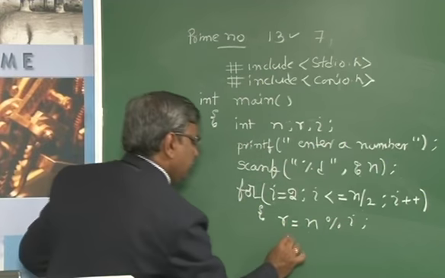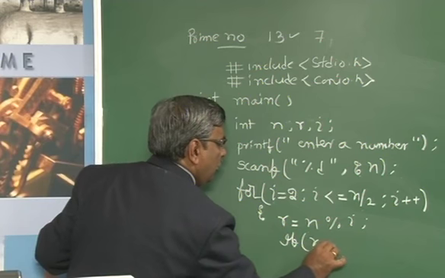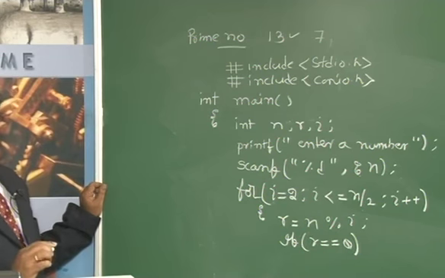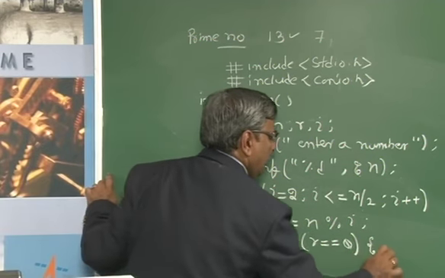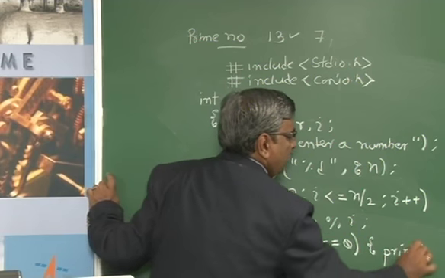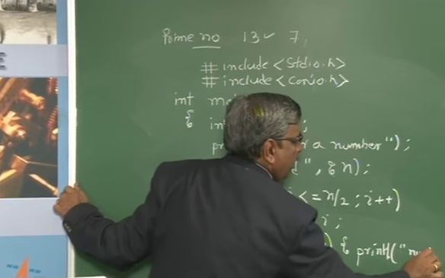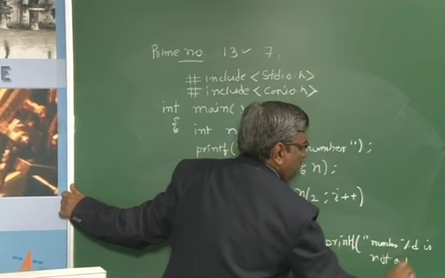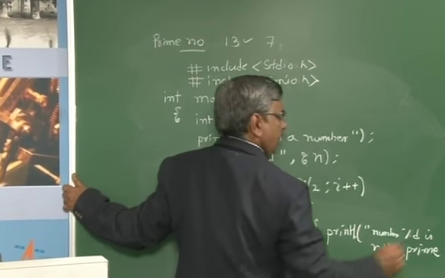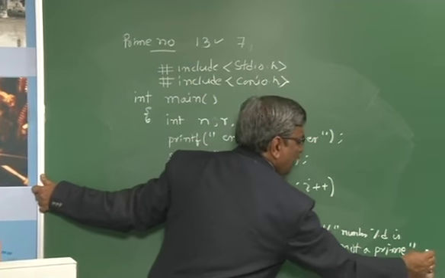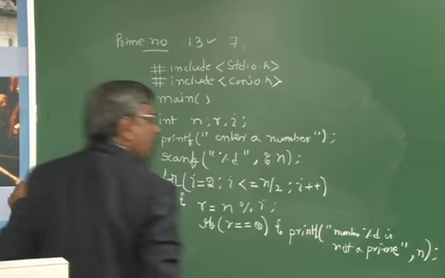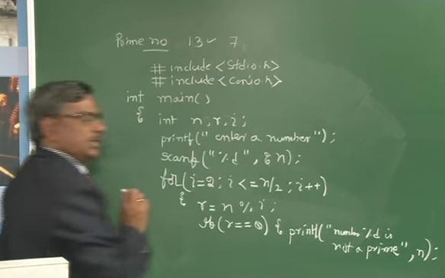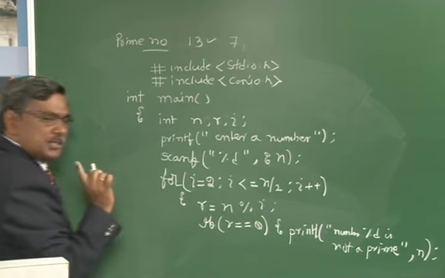Check if r double equal to 0. If r equals 0, if the remainder is 0, then it is implied the given number is not a prime. printf("number %d is not a prime", n). Put a quote, put a comma, and n is the variable you print. So the number that you typed, say 12: number 12 is not a prime. That is how you will get an output if the remainder becomes 0.